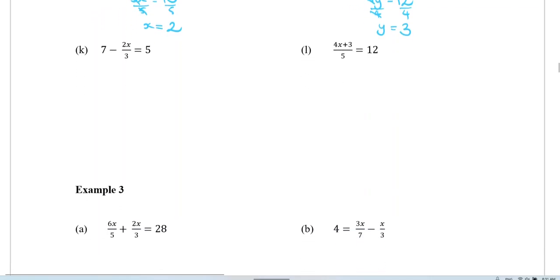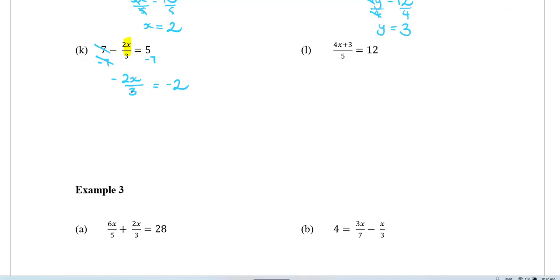Question K. Again, the x is on the side here, so the 7 is sitting over there by itself. I need to get rid of the 7 first. The minus that's here belongs with the fraction. The 7 is actually positive. To get rid of the 7, I'm going to need to subtract it. Okay, so that means I still have a negative 2x over 3 equals 5 minus 7 is negative 2.